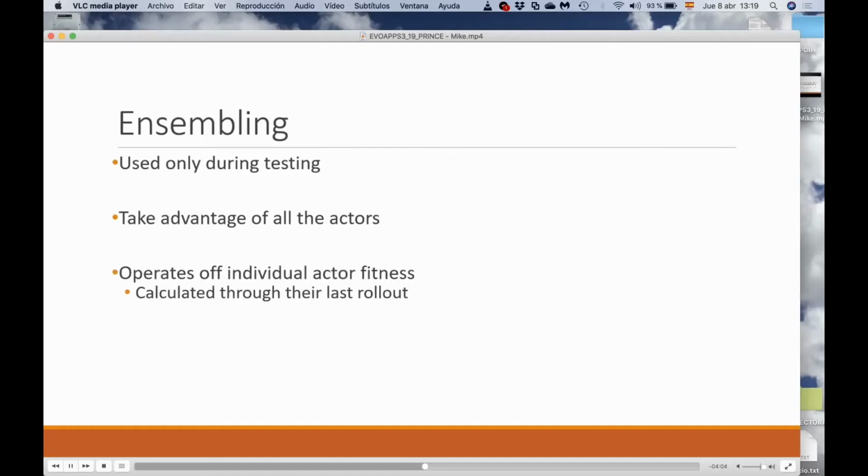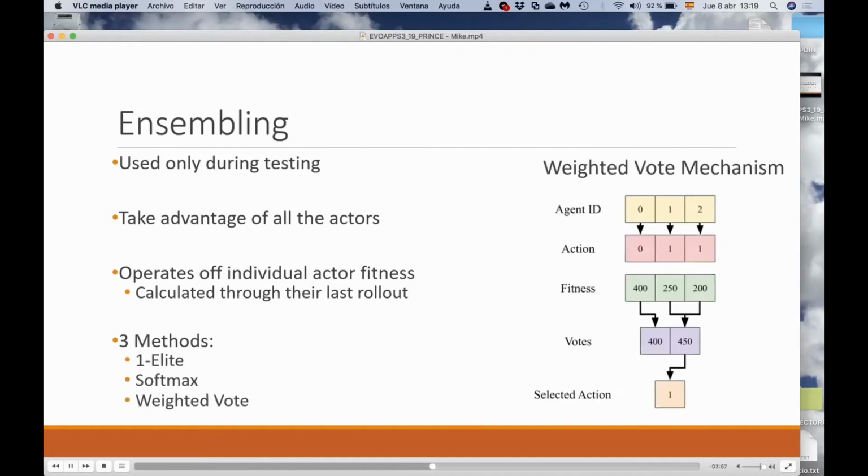Like evolution, these ensembling methods operate off the fitness calculated during the training rollout. We implemented three different ensembling methods. The first and simplest is one elite, where we take the actions of the best actor. The one elite method serves as a pseudo baseline.